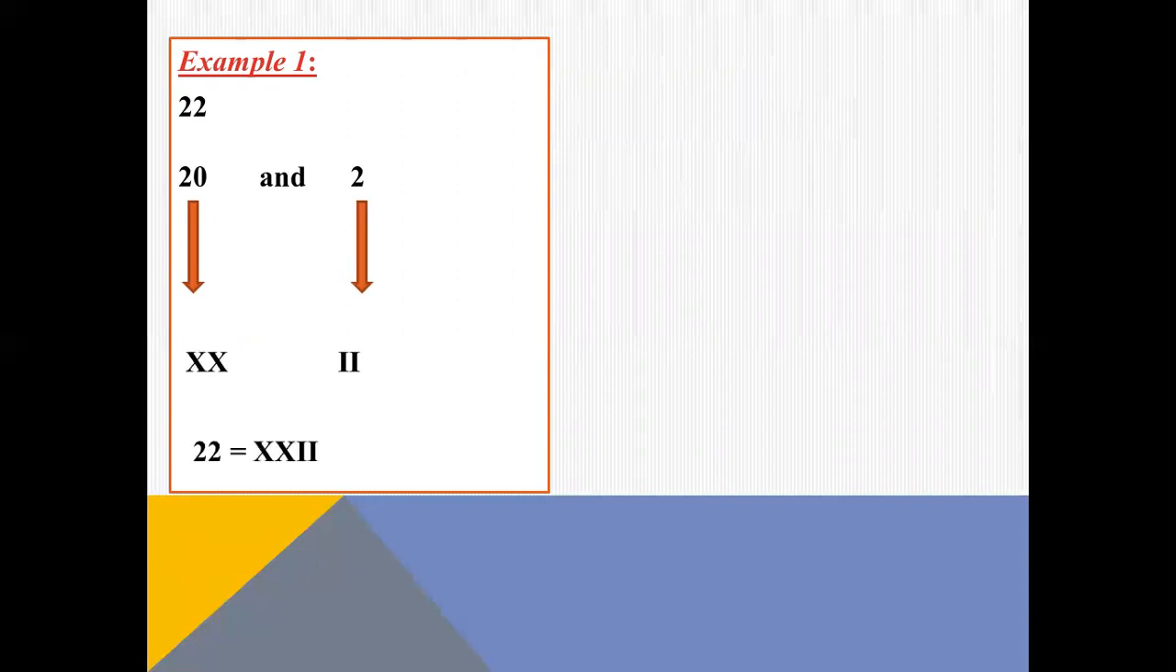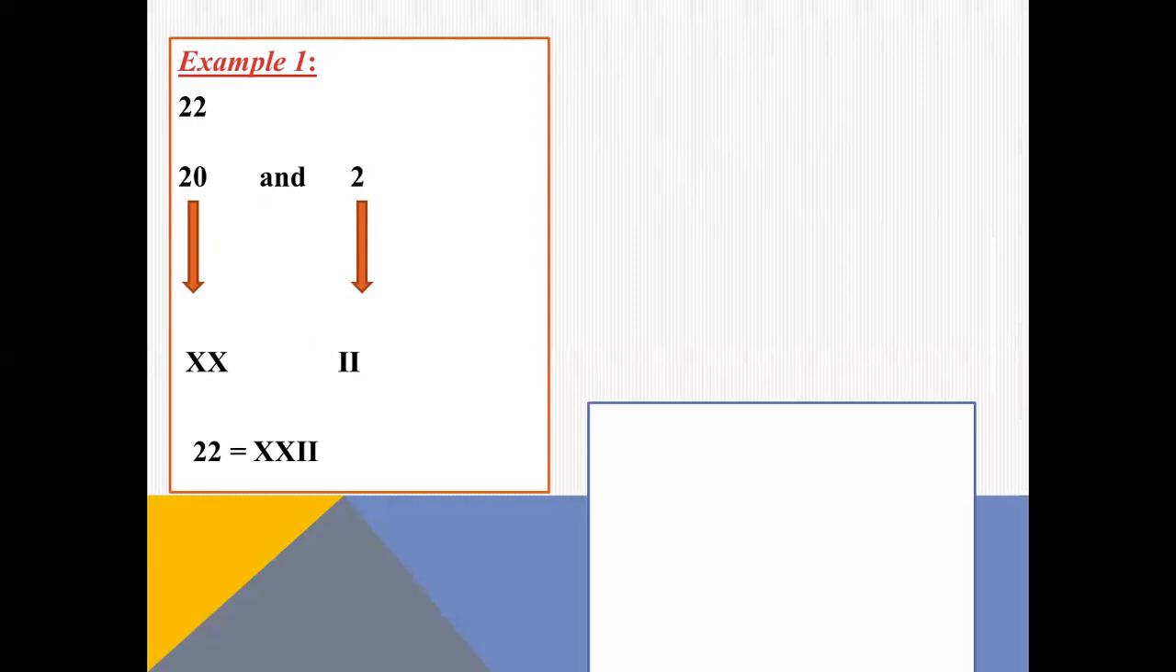Let's learn Roman numerals with some examples. Look at example 1. Look at number 22. We need 20 and 2 to write 22. So we write 20 as XX and 2 as II. So 22 is written as XXII.